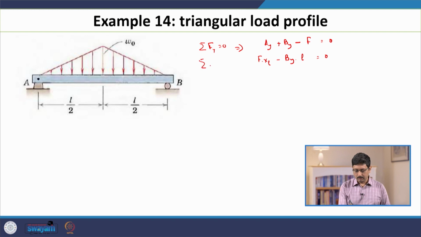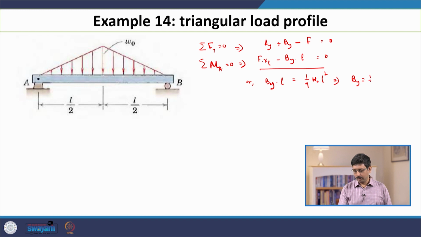So this is the sum over torque is 0. Now, from the second equation we have determined F times X L is given by 1 by 4 W naught L square. So B y times L is equal to 1 by 4 W naught L square. Then we get B y is equal to 1 by 4 W naught L, which is half of F. And now if you plug into the force balance equation, you get A y is equal to half of F as well.